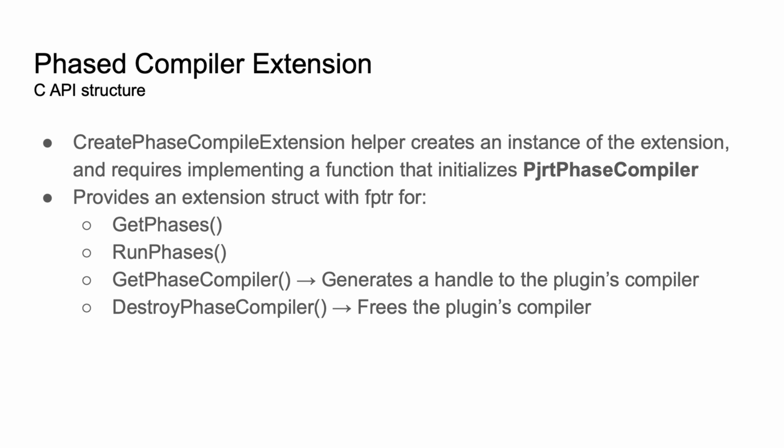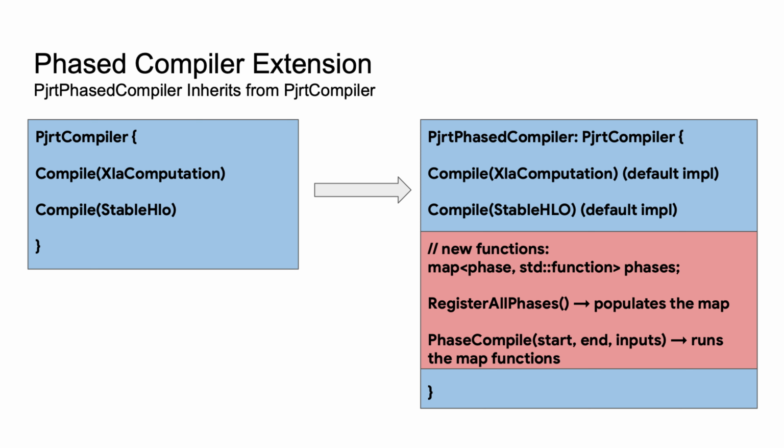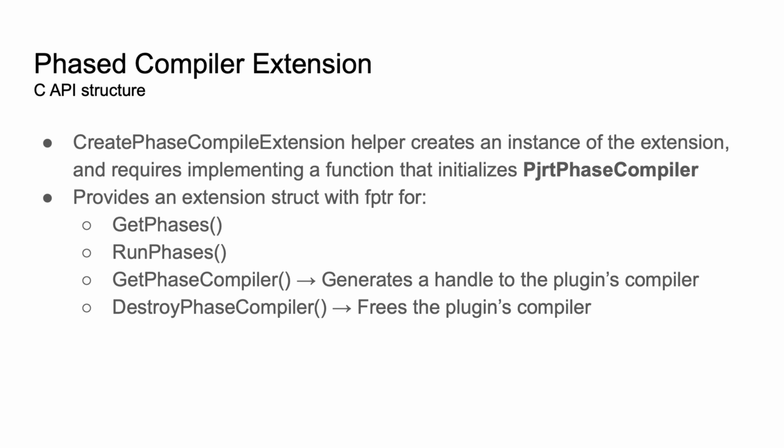So the extension needs to wrap the functionality that exists in this compiler. We have a couple of different functions that this compiler has. It has an endpoint that returns a list of all of the phases that you implemented and registered. So that's get phases. And then we have the function pointer for run phases.